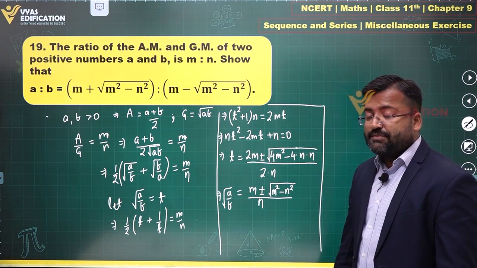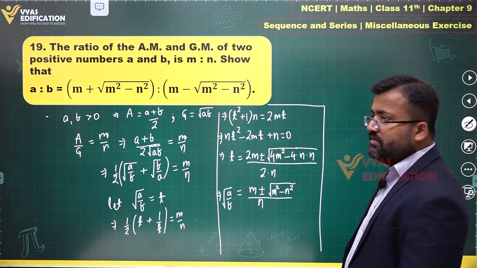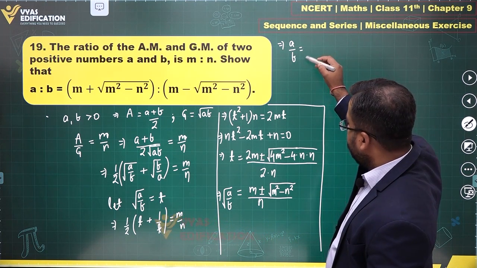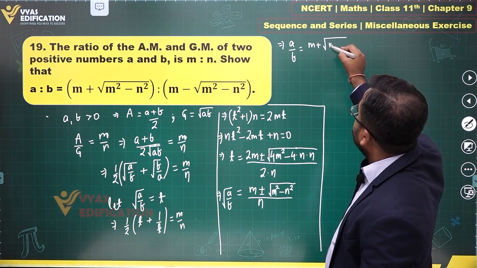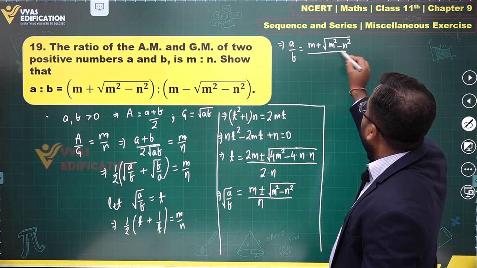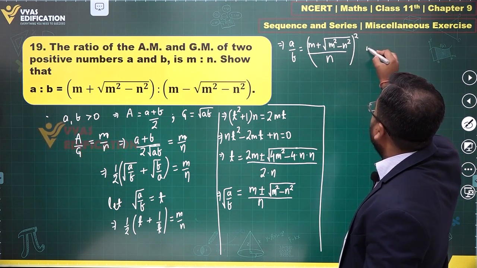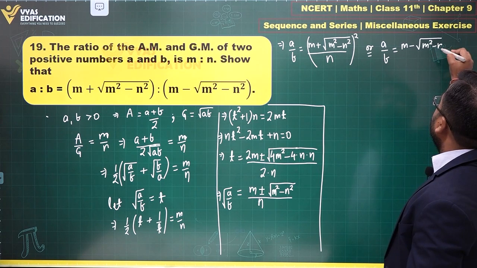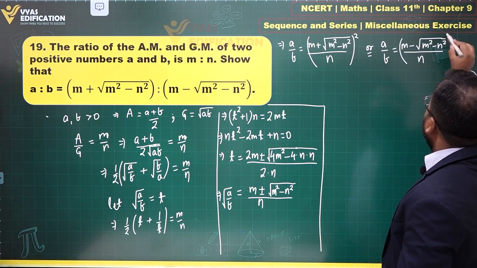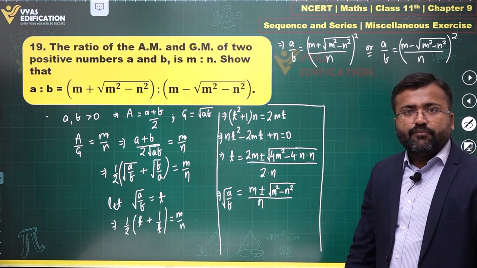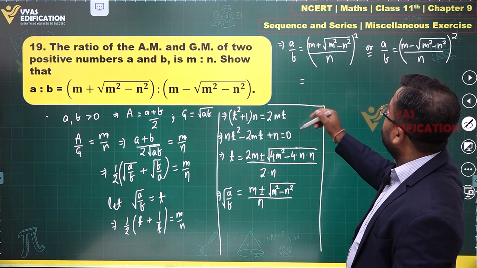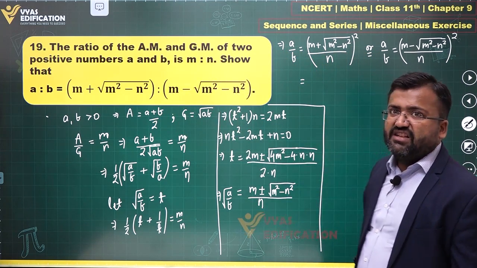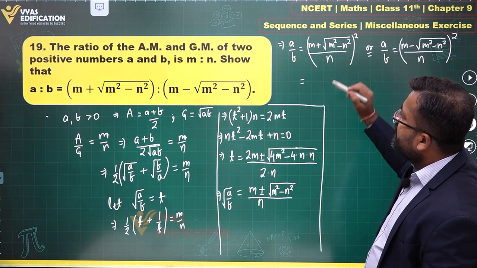We need to square this expression. Yes, we need to square this expression. So let's move ahead and see. This tells me a upon b is equal to (m plus square root of m square minus n square upon n) square, or a upon b is equal to (m minus under root of m square minus n square upon n) square. This is equal to this or this. Now what do we do? So this is m plus, and do you see that we need a single m plus and m minus in the denominator, right? So we need that kind of expression. This is what we have.